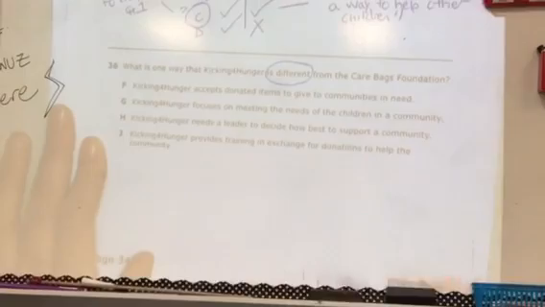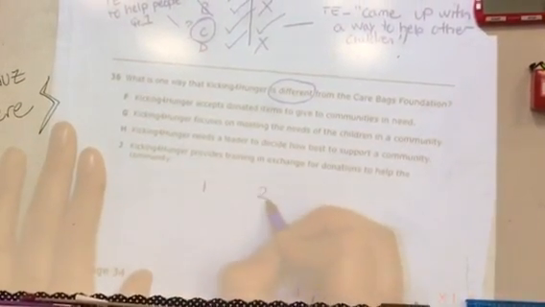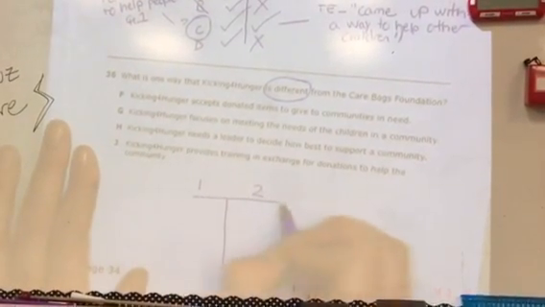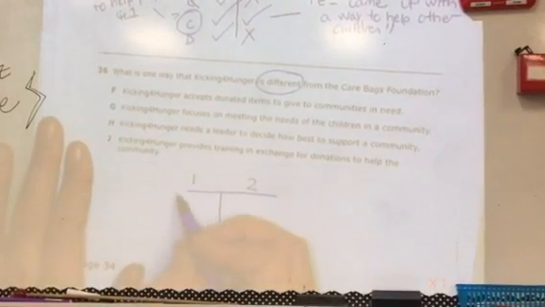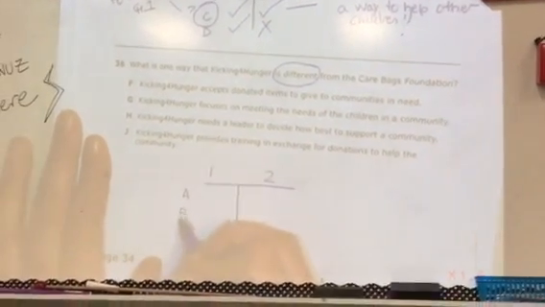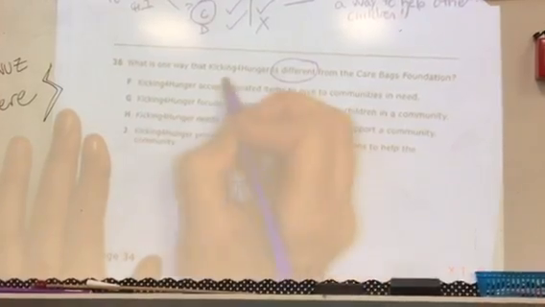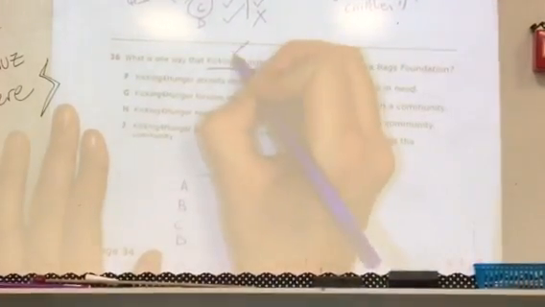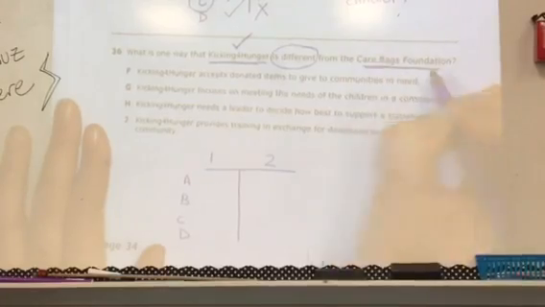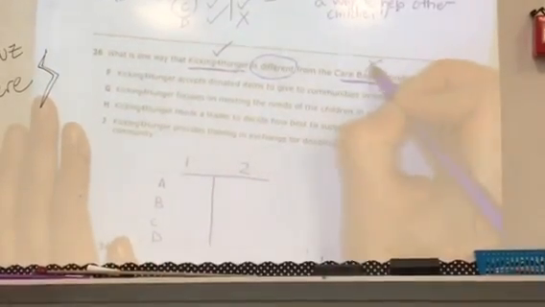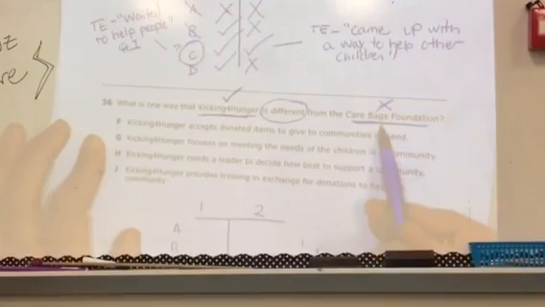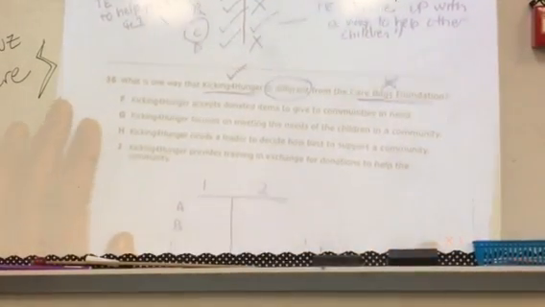Let me move on to question 36. What is one way that Kicking for Hunger is different? Looking for my keywords, that's my next step. The keyword is different. So already I know I'm finding differences. That means that I need to find an answer choice where in column 1 for Kicking for Hunger, I have a check, and in column 2 for CareBags Foundation, I have an X. See how I've marked these here so I don't get confused with my two columns.